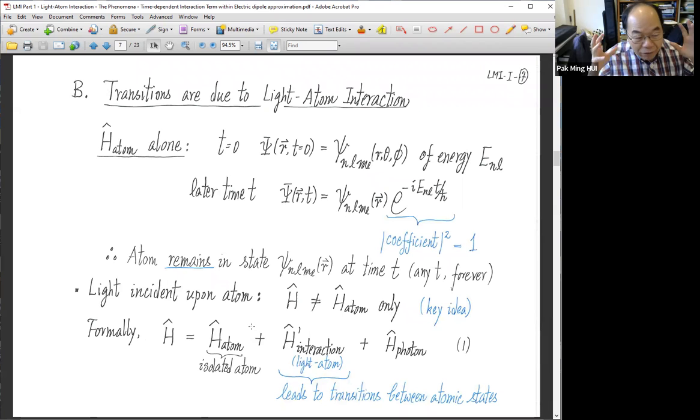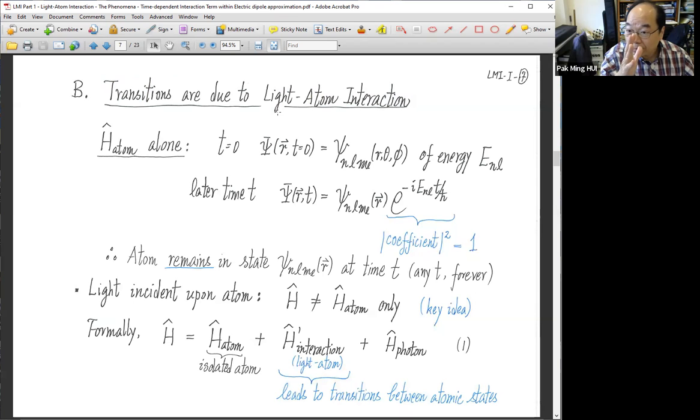So after we have this big picture of the phenomena, let's go into interaction. First of all, the big idea is that we have transitions between atomic states that are due to light-atom interaction. So that is the big picture. Let me emphasize this point one more time.